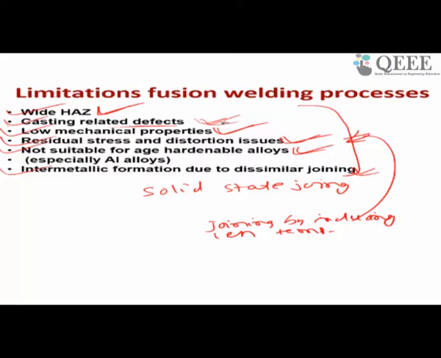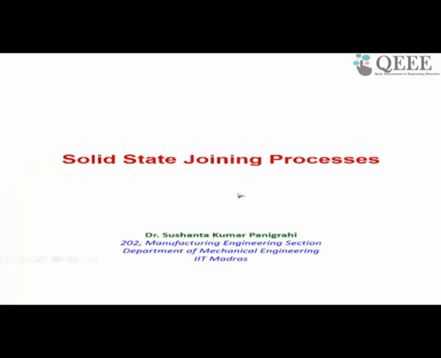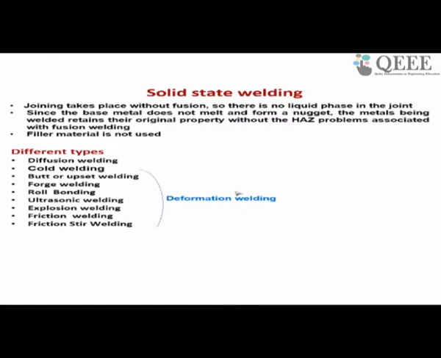You don't melt the material. So that's why solid state joining processes are very important, because in solid state welding processes you don't melt your metal, and the whole joining is happening in solid state. So our next part is solid state joining. Our next process is the solid state welding process, which I am going to discuss from now on. In solid state joining process, the joining takes place without fusion. There is no liquid phase in the joint. That is the main advantage. So joining is happening without melting.